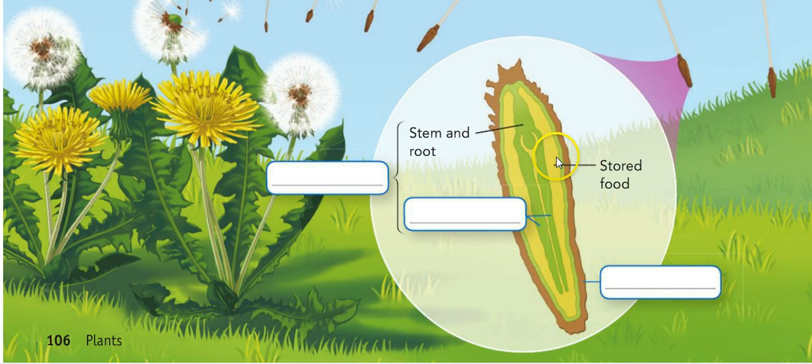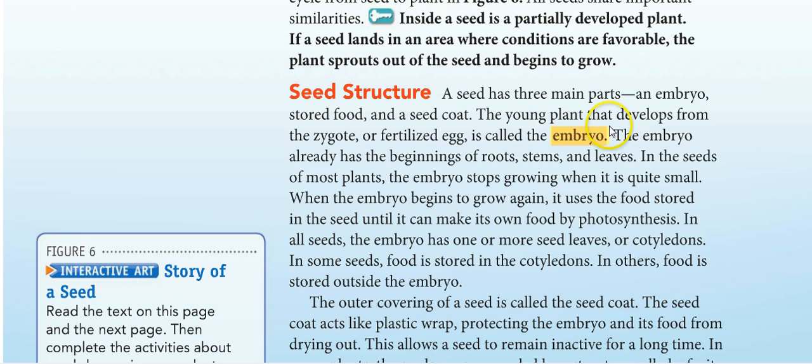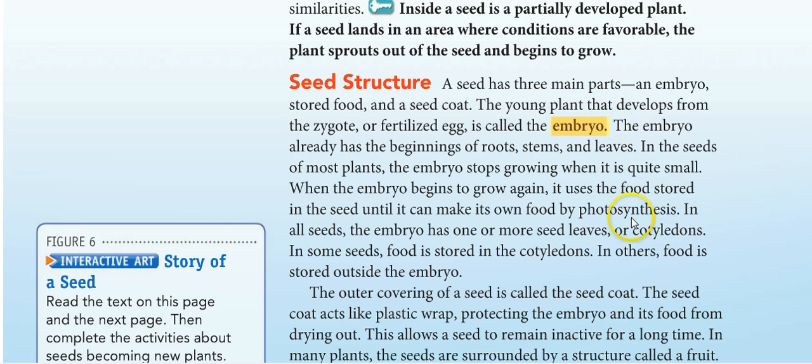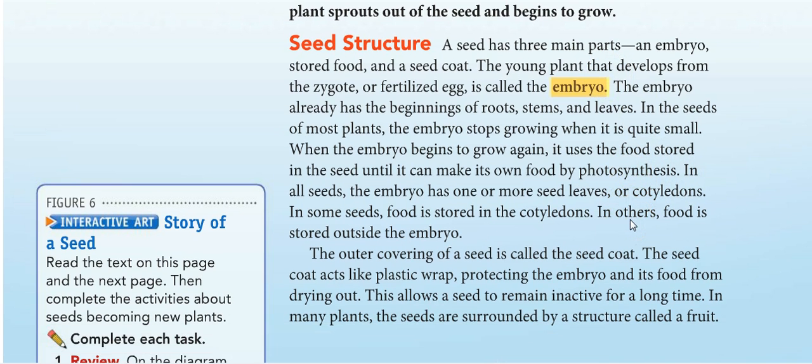And then there is stored food. That's like the filling of the seed. And it is represented by the yellow here. And that's what the embryo lives on while it's inside the seed. Outside of the seed, this brown layer is called the seed coat. The seed coat, which you can label here, protects the seed. And it protects it until it is in favorable conditions that it will start to grow.